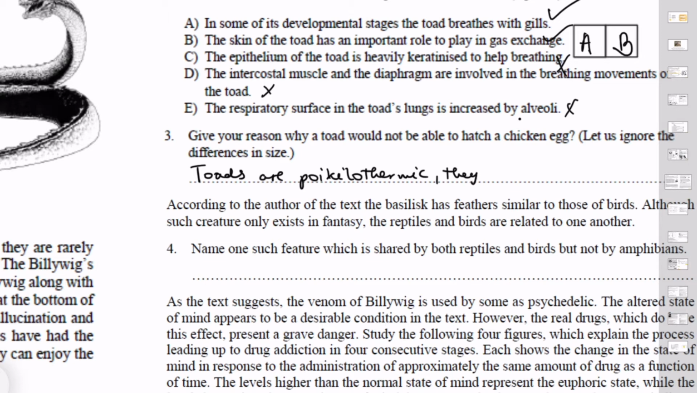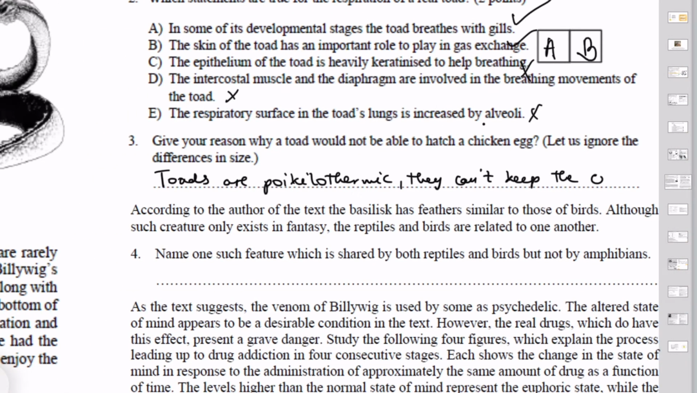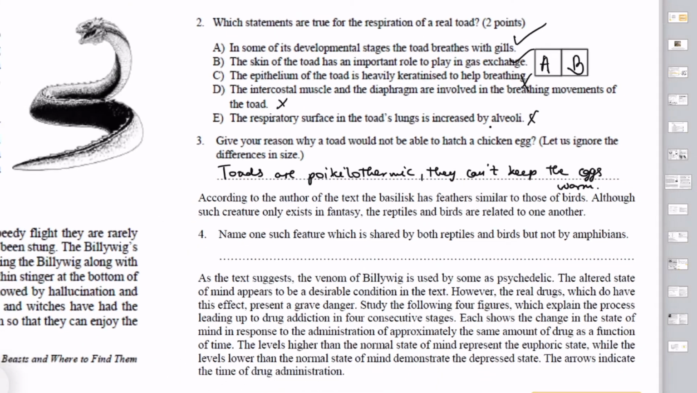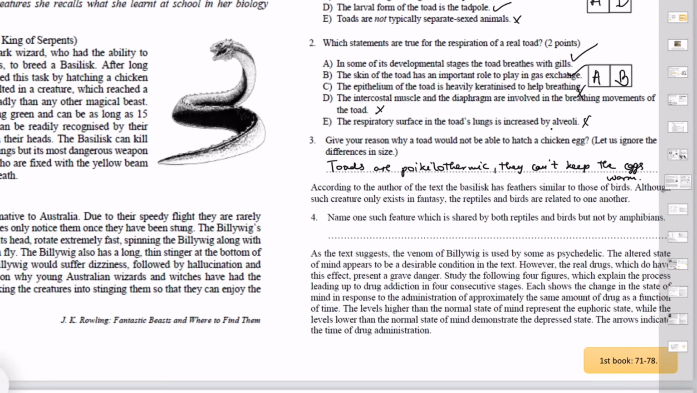They can't keep the eggs warm. According to the author of the text, the basilisk has feathers similar to those of birds.